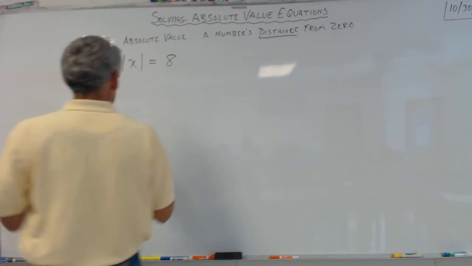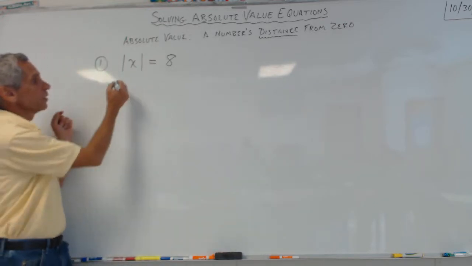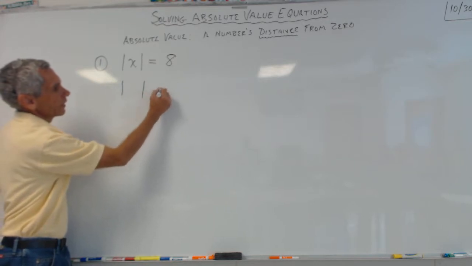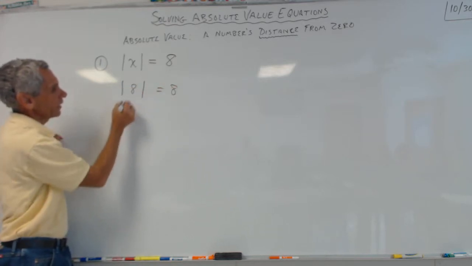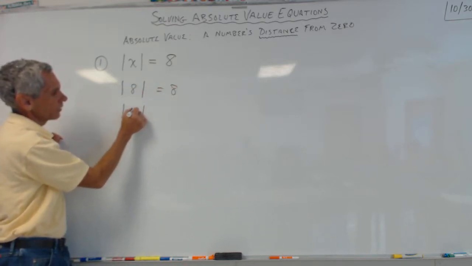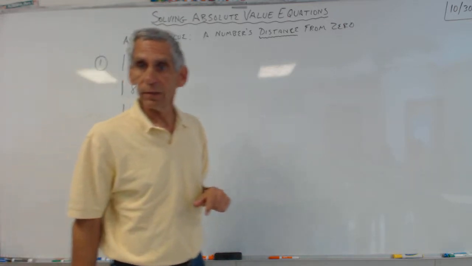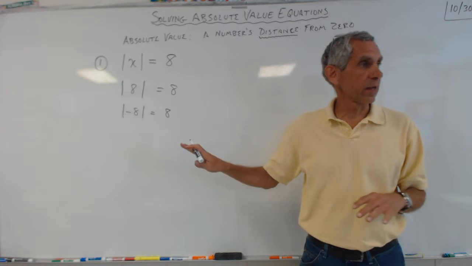Is that true? Let's just think about this for a second. What is everything I could put inside there to get 8? I could have an 8, or I could have a negative 8, and that would give me an 8. Everybody's in agreement with that, right? So you totally get that, right?